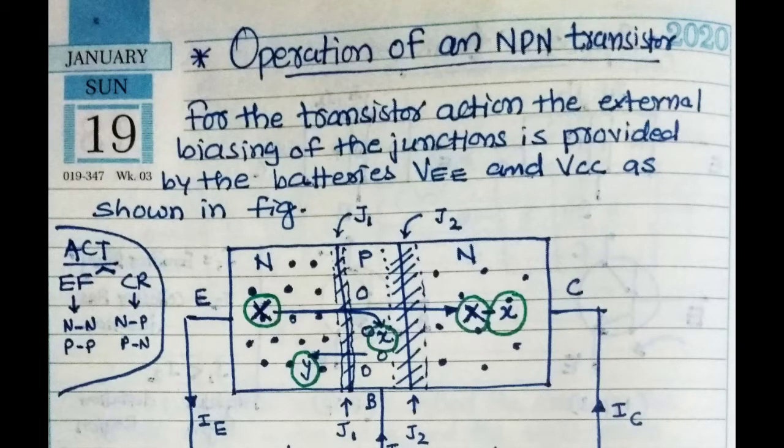Here we discuss the operation of an NPN transistor. For transistor action, we know that we need a biasing supply voltage at the input side and the output side. So here external biasing of the junctions is provided by the batteries VEE and VCC. VEE is the voltage supply given as a forward bias to the emitter side, and VCC is the voltage supply biasing the collector side.